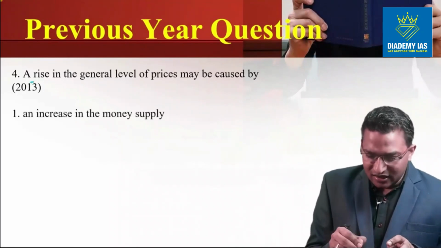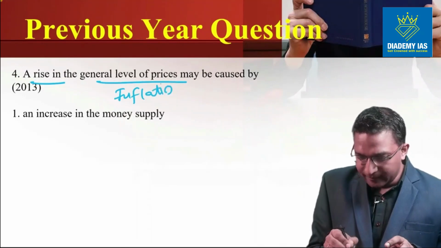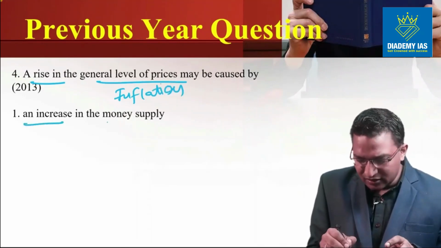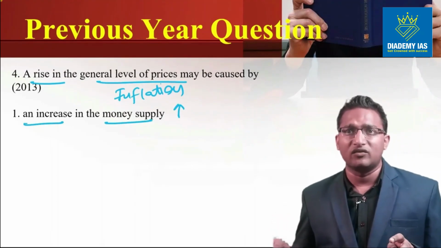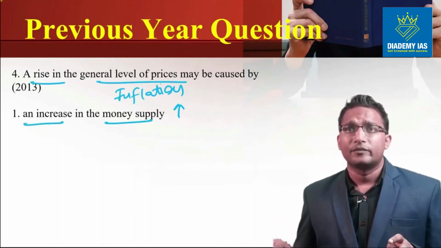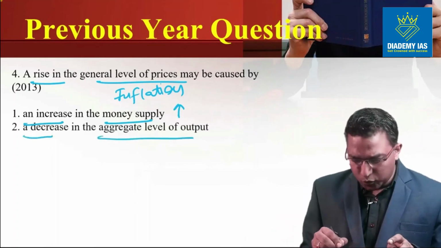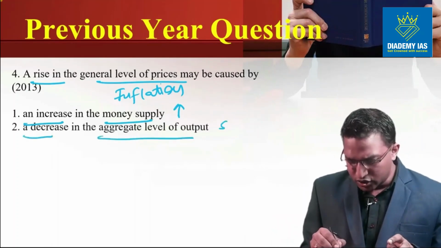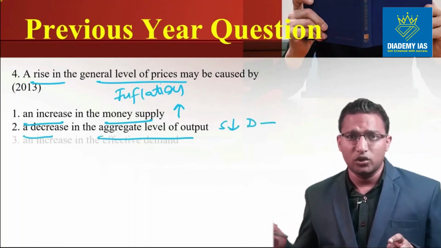So rise in general level of prices means inflation. So inflation may be caused by option A, an increase in money supply. This is true. So we discussed in the causes of inflation that one of the reason is extra money supply. A decrease in aggregate level of output. Yes, if the supply is reduced and demand remains the same, then the prices can rise. So statement 2 is correct.